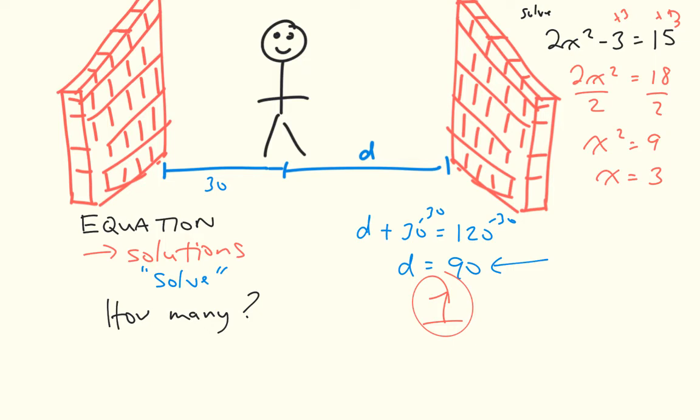Could x also be perhaps negative 3? When you square negative 3, and if you do it carefully, right? Negative 3 squared. If you square the negative 3, including the negative, you get positive 9. So the example I've just given you here is an example of an equation that has two solutions. X equals 3 and x equals negative 3.